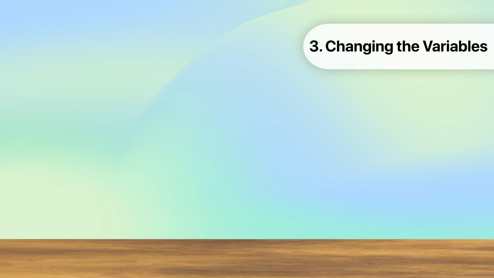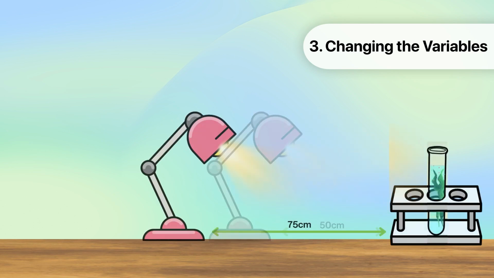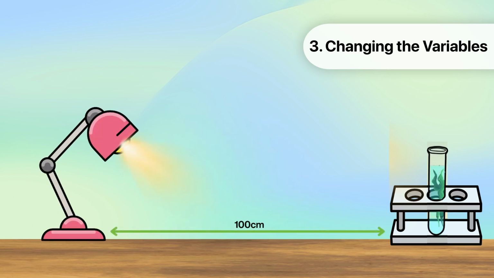Now we will change the distance of the lamp from the test tube to vary light intensity. This could involve moving the lamp closer or farther away in set increments and repeating the bubble counting process each time.